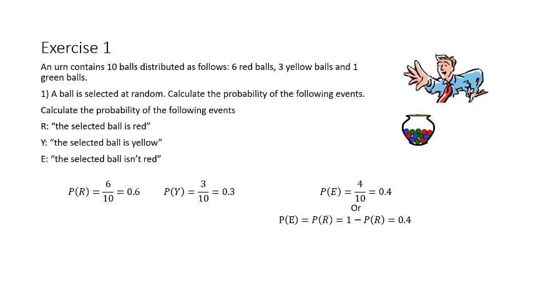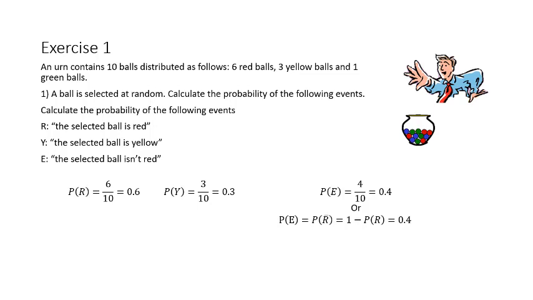Let's go to exercise number 1. An urn contains 10 balls distributed as follows: 6 red, 3 yellow, and 1 green. A ball is selected at random. Calculate the probability of the following events.